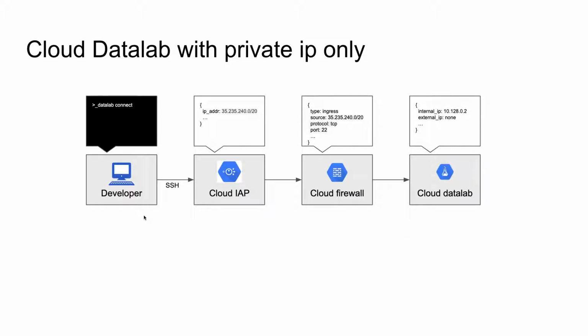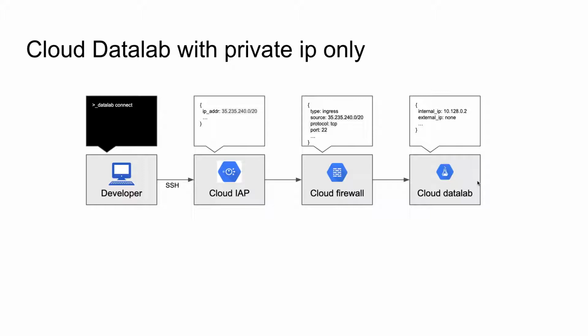In this case, when the developer issues the Datalab connect command, it's going to look and see that the Datalab instance does not have an external IP address. Therefore, it's going to look for another route. The route is going to be Cloud IAP, or Cloud Identity-Aware Proxy. It's going to tunnel the SSH traffic through it and try to hit the Datalab instance, and we have to make sure that we have a firewall rule in place that allows traffic from Cloud IAP to that Datalab instance.